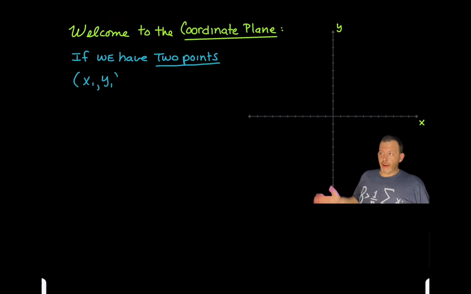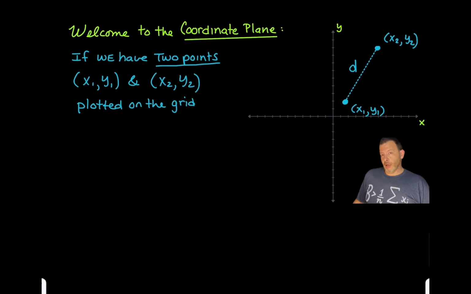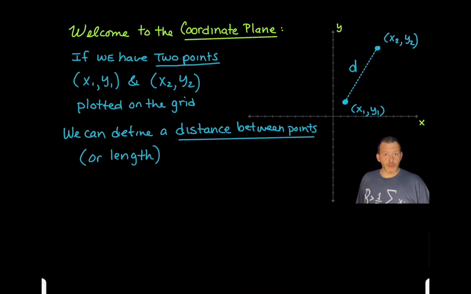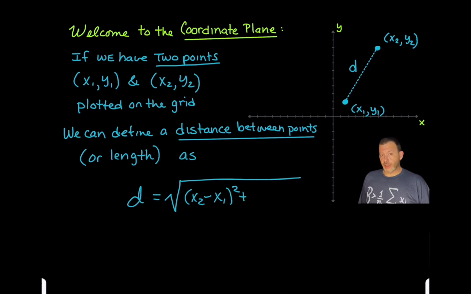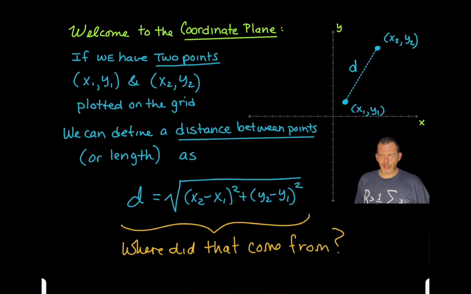Alright, so if we have 2 points on the plane like these, we can then graph a line between them, or a line segment. That line segment will have some sort of length or distance, and we can use the distance formula to calculate that length. Where did that come from?